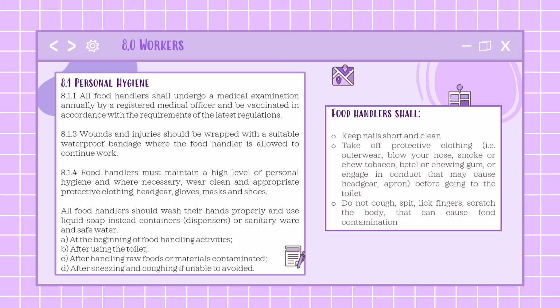Food handlers must maintain a high level of personal hygiene and where necessary wear clean and appropriate protective clothing, headgear, gloves, masks, and shoes. Food handlers should wash their hands properly and use liquid soap instead of a container or sanitary ware, and save water. At the beginning of food handling activity, after using the toilet, after handling raw food or contaminated material, or after sneezing or coughing when unable to avoid it.